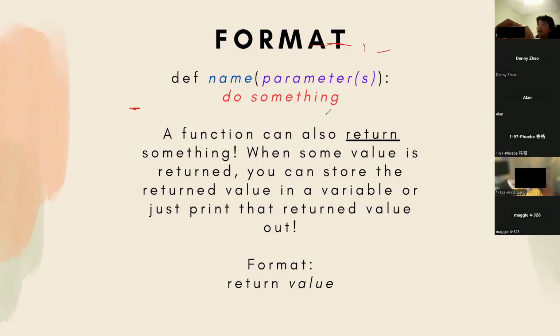Also, a function can return something. When I call the function, I can make it give me a value. I can make it give me a string, a float, a boolean, or a data structure, but we haven't learned about that. Where it says do something, I make it return a value. I can make it return one, a variable, or a string. It doesn't matter. I can make it return something.